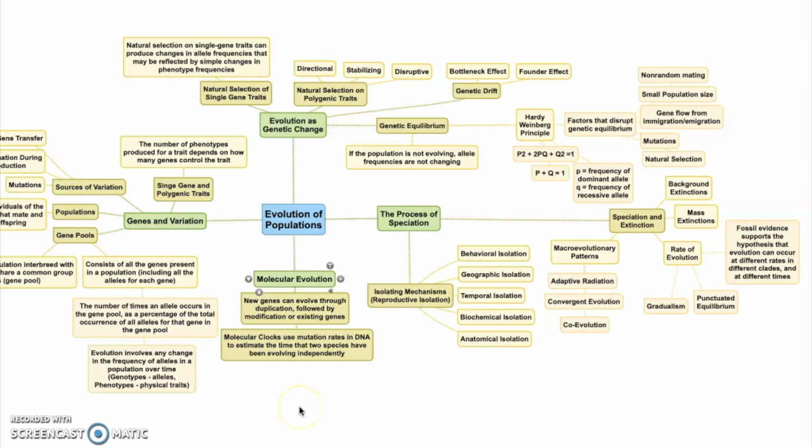And then we can also take a look at something called molecular clocks, and this is where we can use the rate of mutation in the DNA to determine how long certain organisms have been separated in the evolutionary plan. So again, this has been evolution and evolution of populations.